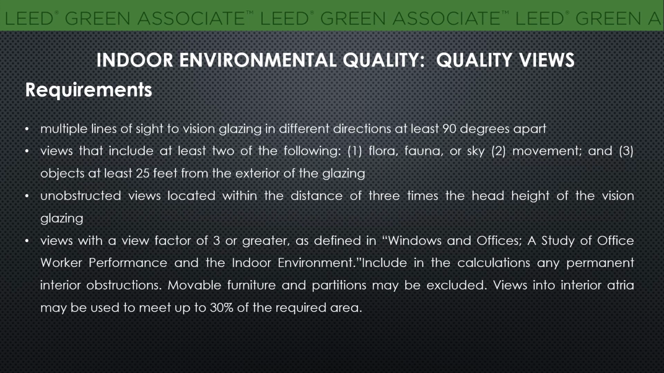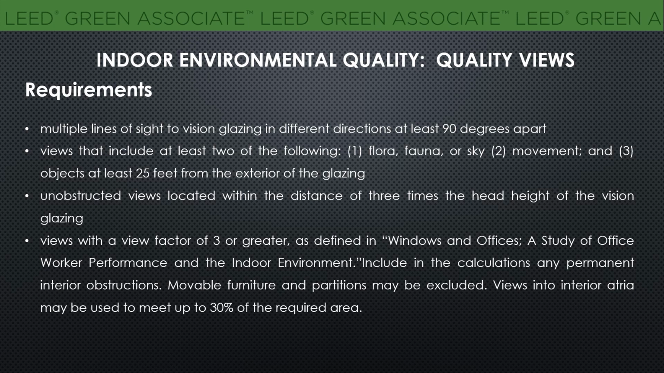Additionally, 75% of all regularly occupied floor area must have at least two of the following four kinds of views. 1. Multiple lines of sight to vision glazing in different directions at least 90 degrees apart. 2. Views that include at least two of the following: 1. Flora, fauna or sky, 2. Movement, and 3. Objects at least 25 feet from the exterior of the glazing. Third, unobstructed views located within a distance of 3 times the head height of the vision glazing.